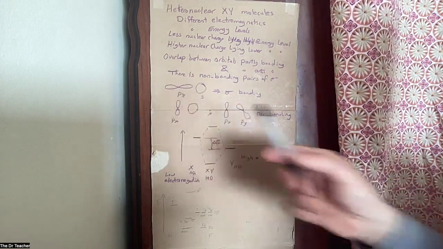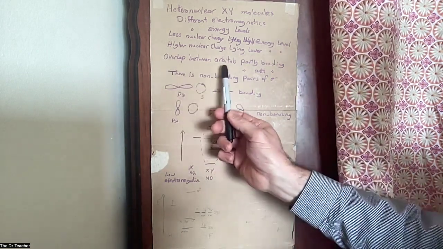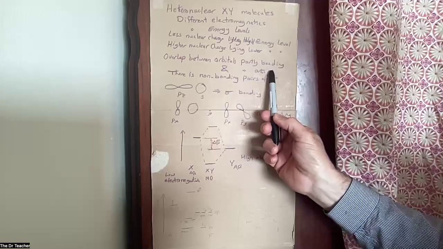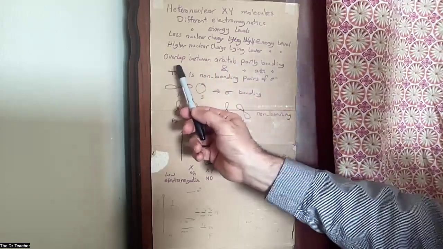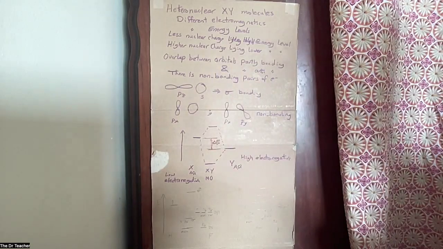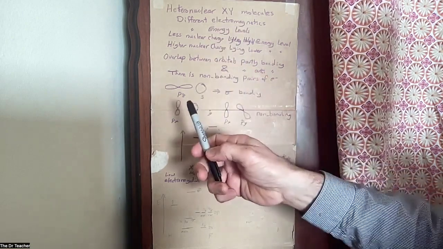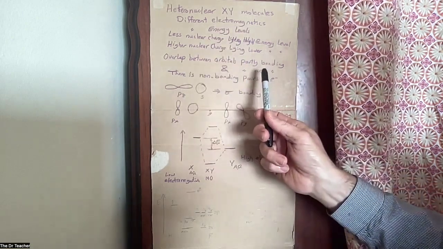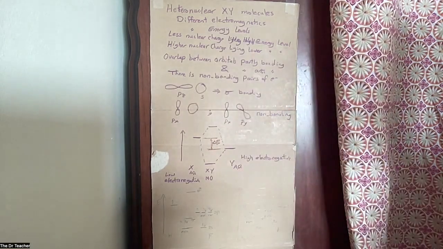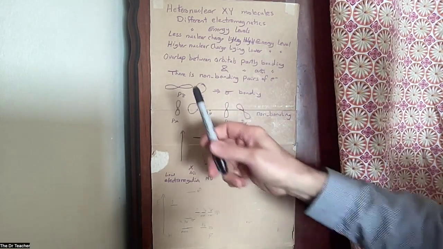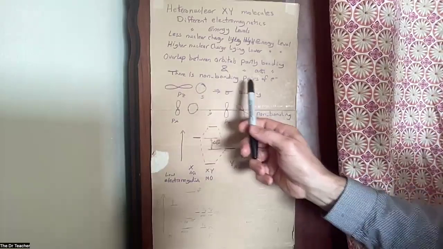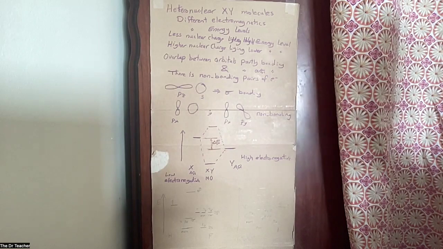Here we have another fact: the overlap between orbitals is partly bonding. In the homonuclear diatoms, same type of atoms, we saw the overlap is complete, comprehensive. Whereas here in the heteronuclear XY, the overlap is partially bonding and partially antibonding. And we can find there are non-bonding pairs of electrons.